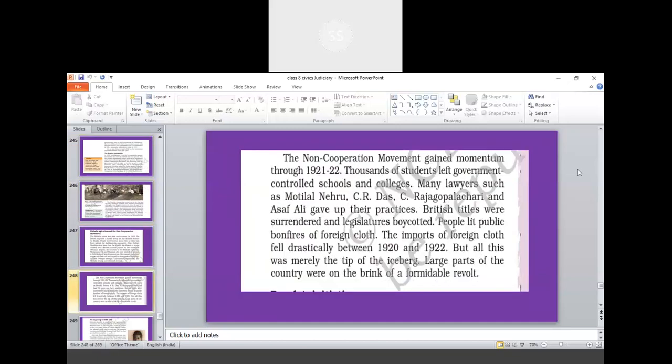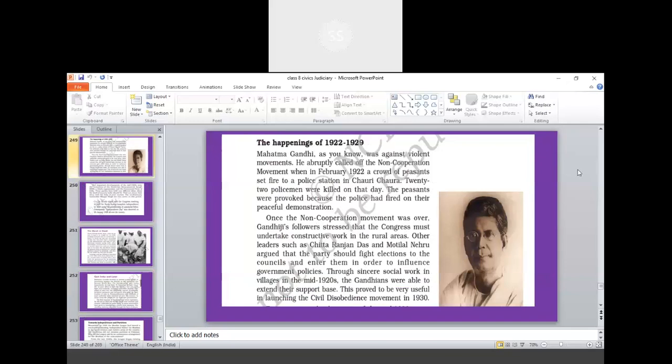But in the year 1922, what happened? In a place called Chauri Chaura, a crowd belonging to the Indian National Congress was holding a protest march in the month of February 1922.